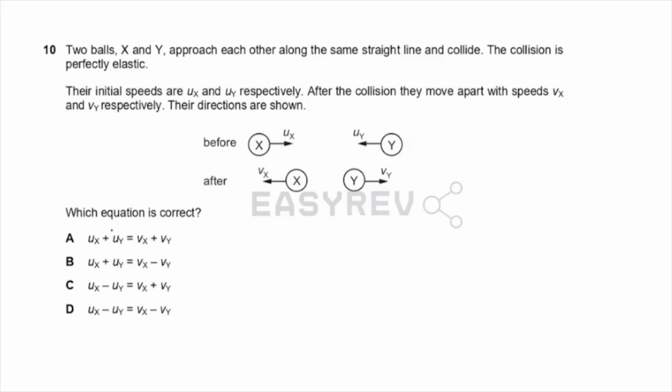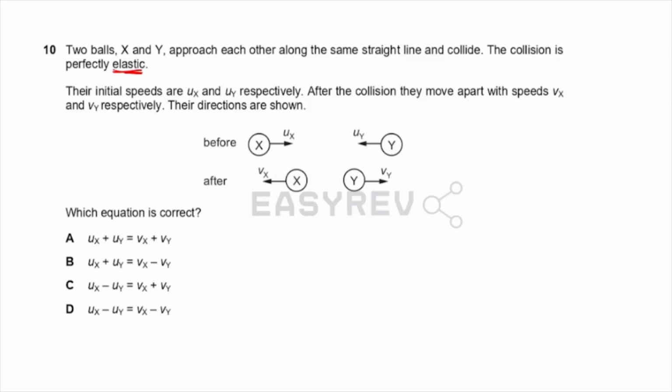Which equation is correct? Now here we're told that this collision is perfectly elastic, and you might be inclined to manually start solving this by assuming that these two balls have the same mass. But here we have to be a bit careful because they haven't explicitly mentioned that. They're just talking about two balls, not two identical balls. So even if we might wish to treat them in the same way, it might not work. At least that's not a safe bet.